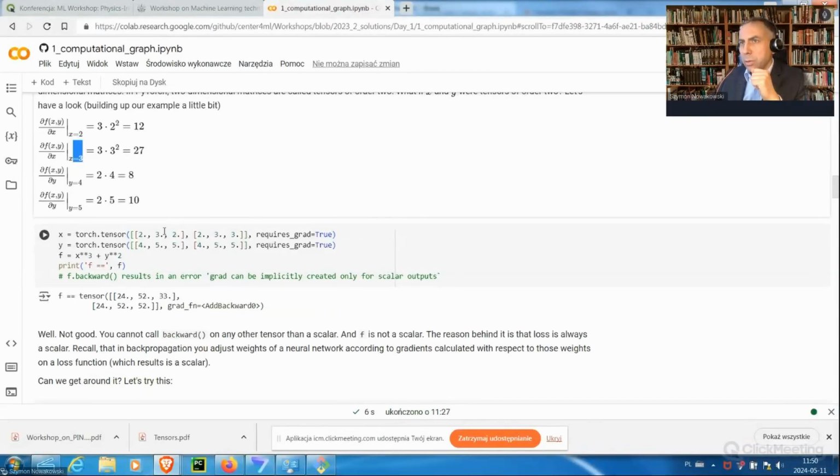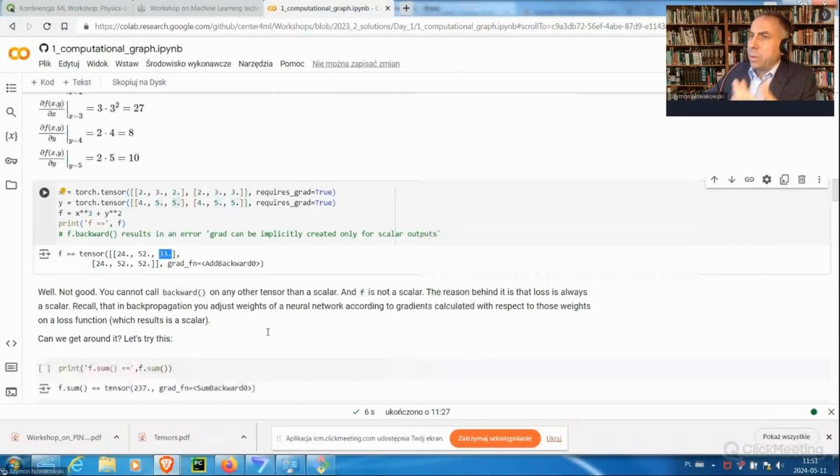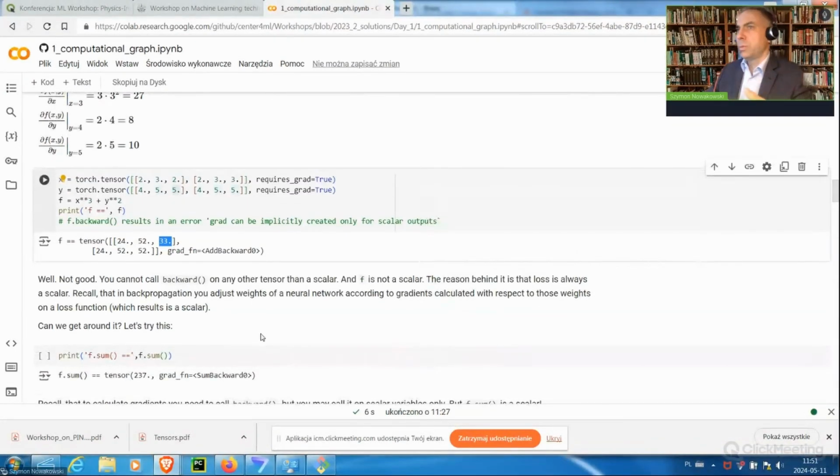It gives us 24, and 3 cubed plus 5 squared gives us 52. And again, 2 cubed plus 5 squared gives us 33, and so on. Such computations are done usually coordinate wise. And why is that? Because this is the most common way to do computations in neural computations. Like for instance, applying those filters, it also works coordinate wise.